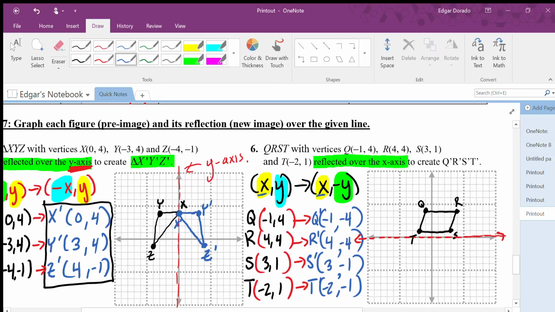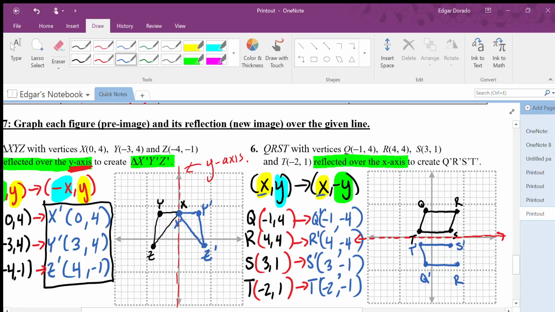Okay, so let's go ahead and graph those. -1, comma -4 is right here. That is my Q prime. 4, comma -4 is my R prime, right there. 3, comma -1 is my S prime. And -2, comma -1 is my T prime. Alright, now I just connect those.